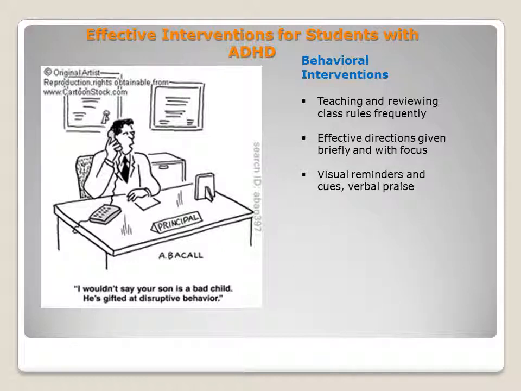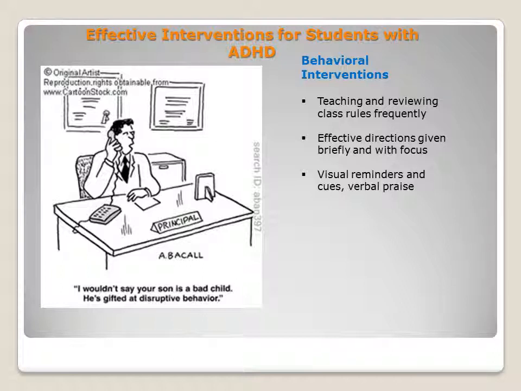Visual reminders and cues and verbal praise. Again, the visual reminders could be the index card or the rules taped to the student's desk, or the cues could be pointing to a specific rule, or the teacher crossing her arms across her chest as a cue. Keep your hands and feet to yourself, or it could be anything that the student responds to.